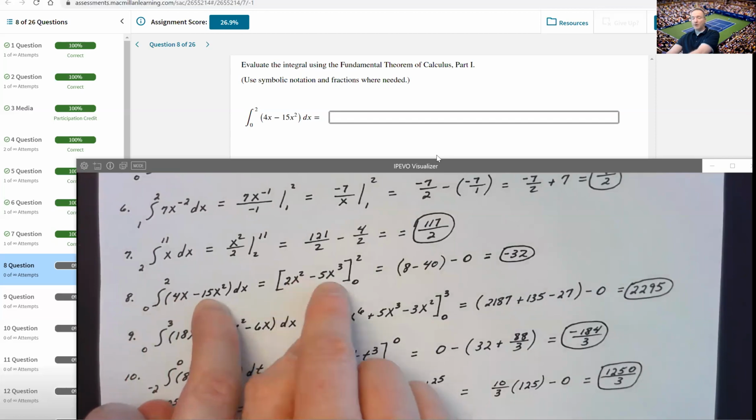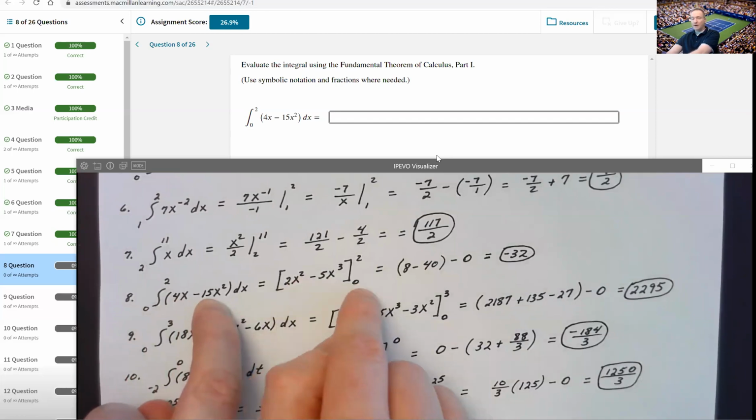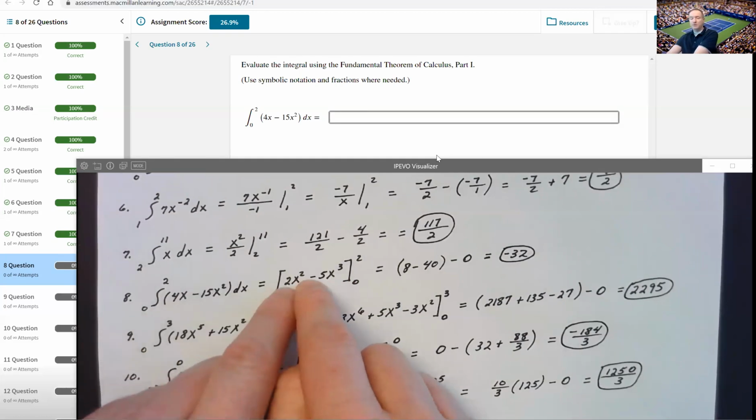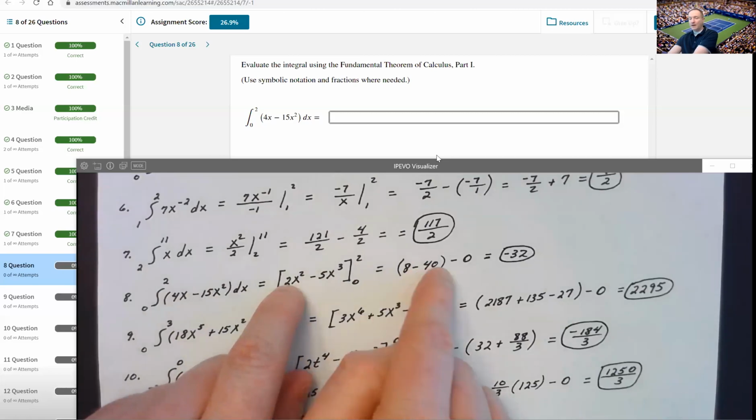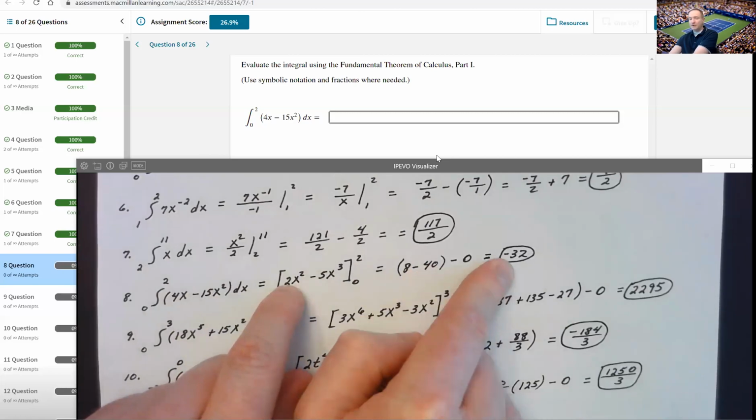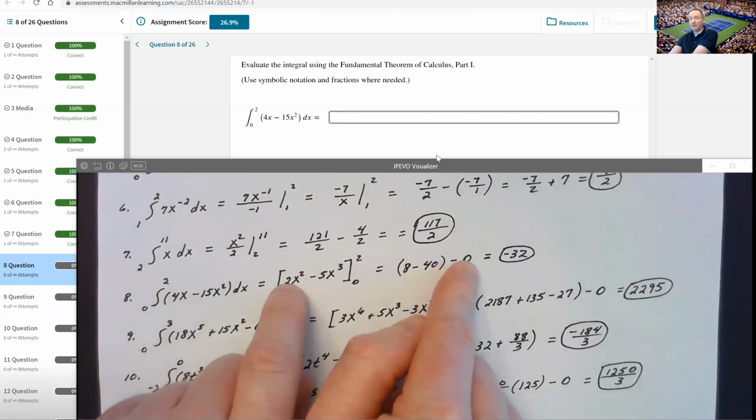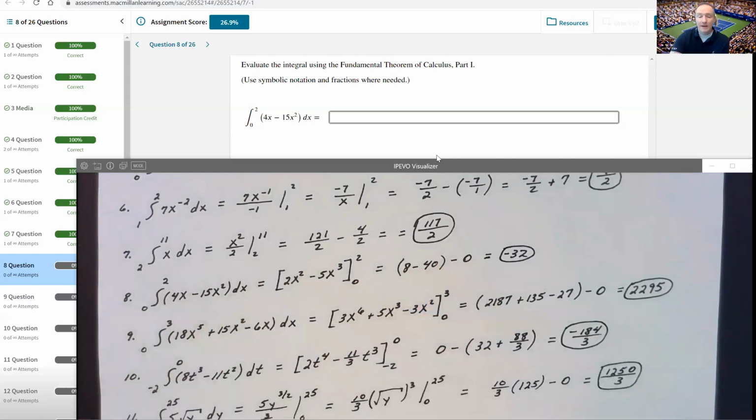We have 2x squared minus 5x cubed evaluated from 0 to 2. When I plug a 2 into this function, I'll get 8 minus 40. Well, 8 minus 40, that's going to give me a negative 32. Don't have to worry about the lower limit because you plug a 0 into that, you get a 0. My answer should just be the negative 32.